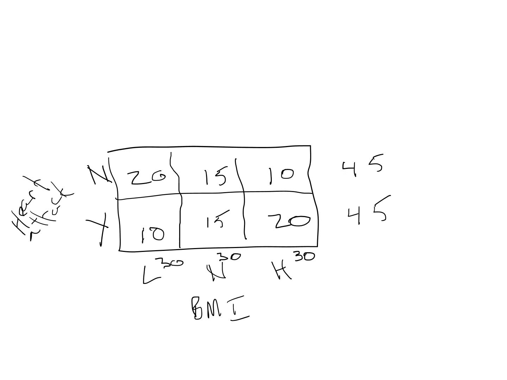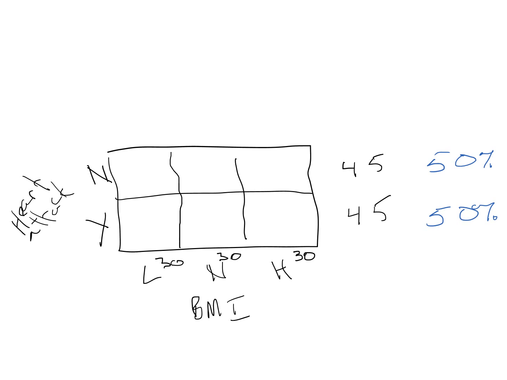We get the expected count for each cell by first calculating the row and column totals. We then calculate the percent of heart attack cases in the overall sample, which in this case is 50%. We multiply these percentages by each column total to get the expected cell counts. In this case, we have an expected count of 15 in each cell. This is what the data would look like if the null hypothesis was true.